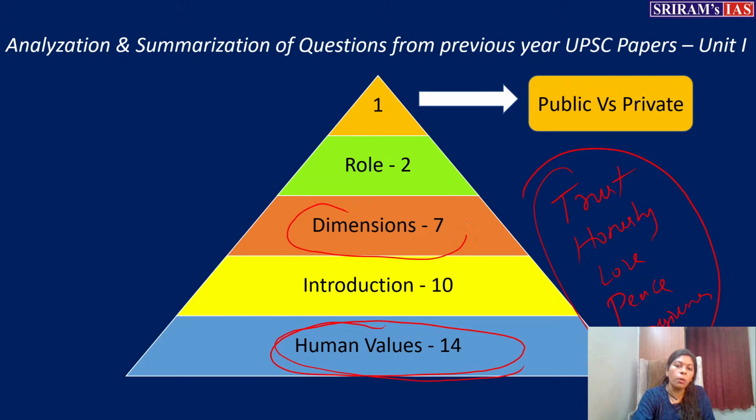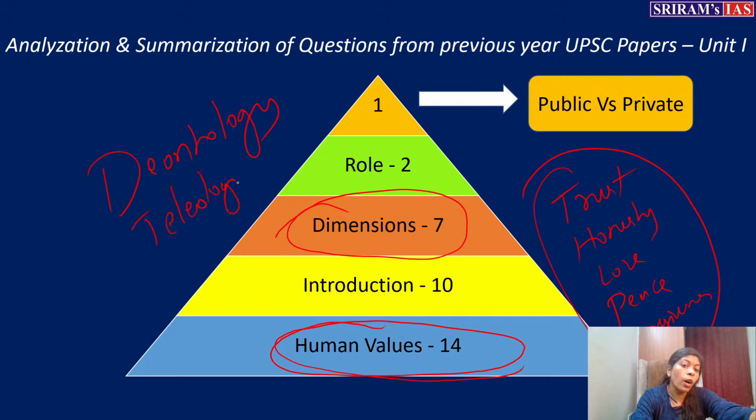See, the next important topic is dimensions only. In the dimensions, mostly the theory, I already told you there are three schools of thought. One is deontology, another is teleology, and another one is virtue ethics. From deontology and teleology, the question has come four times so far, but the format of the question will be different. I'll be showing you.